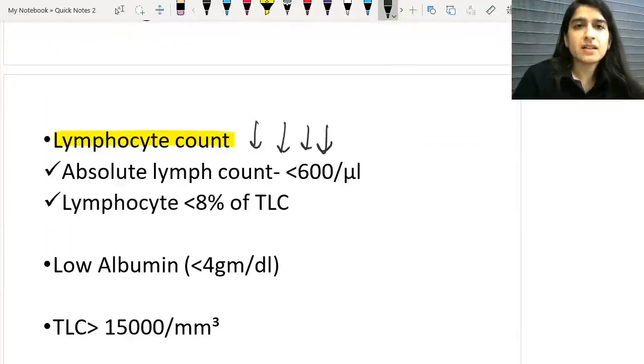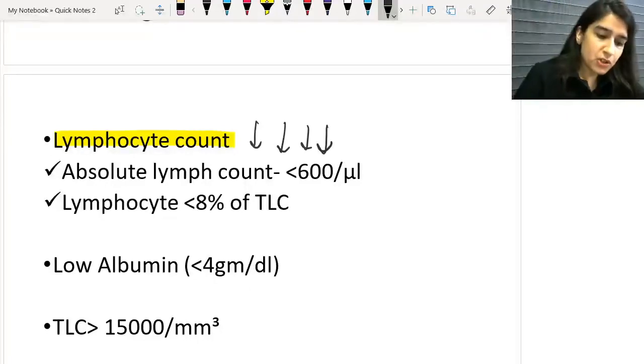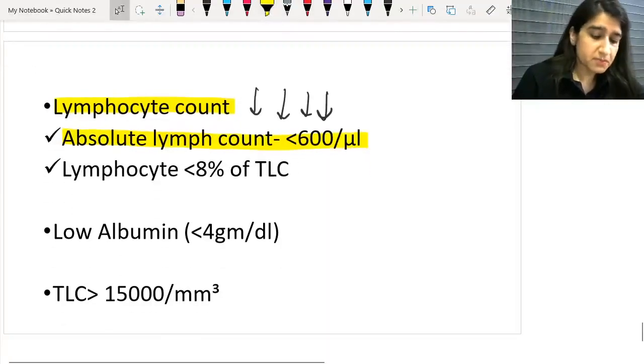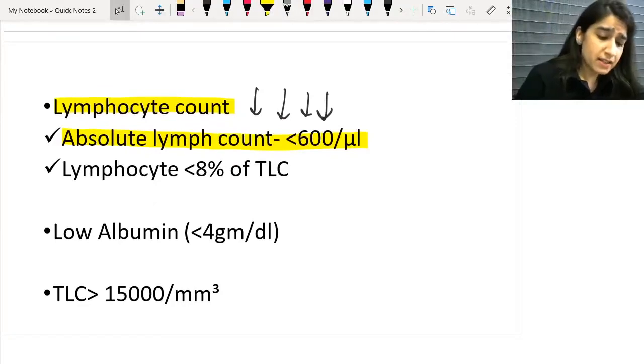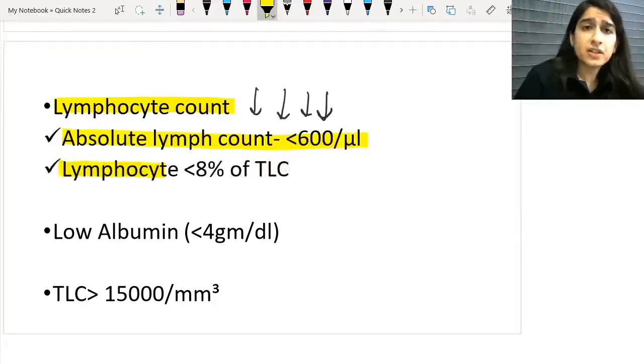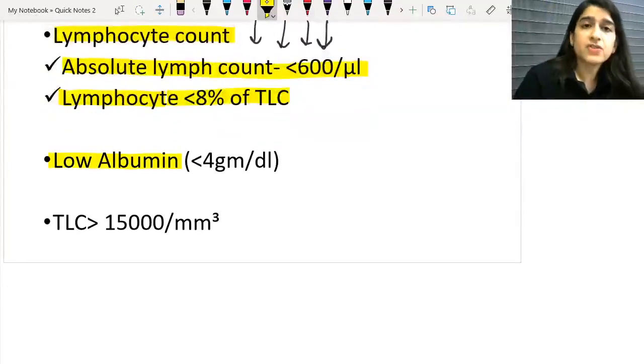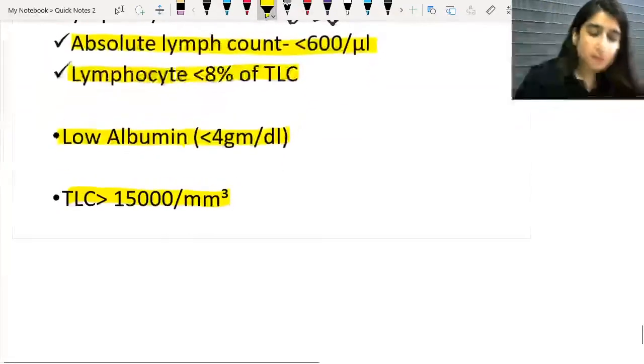In one of the exam questions, there was an option that absolute lymphocyte count less than 600 per microliter, is it associated with a good or bad prognosis? It is associated with a bad prognosis of Hodgkin's lymphoma. Likewise, there was also an option that the lymphocyte count in the differential lymphocyte count is less than 8% of the total leukocyte count. Another bad prognostic factor is low albumin, generally less than 4 gram per deciliter, or TLC more than 15,000 per mm cube.